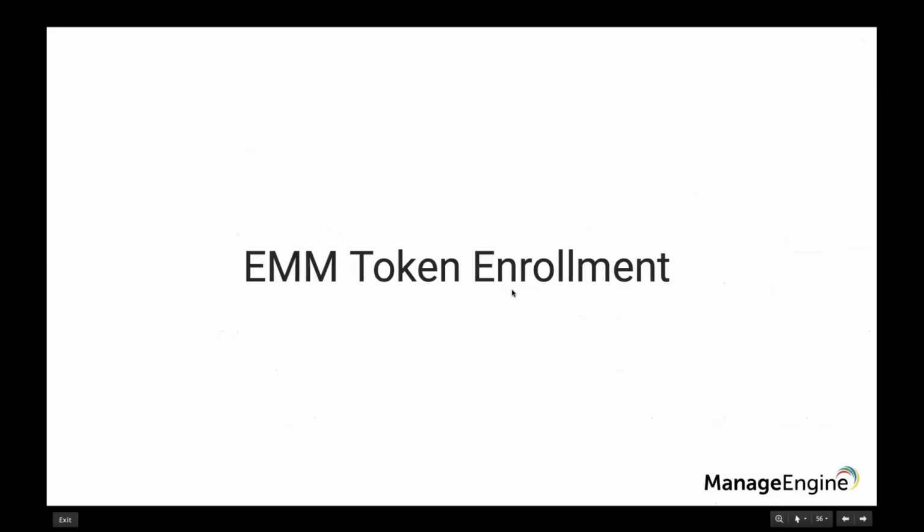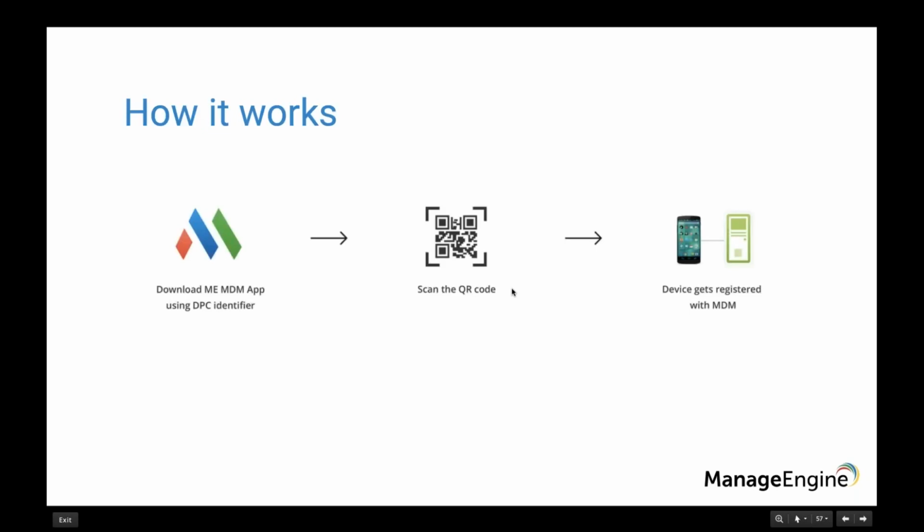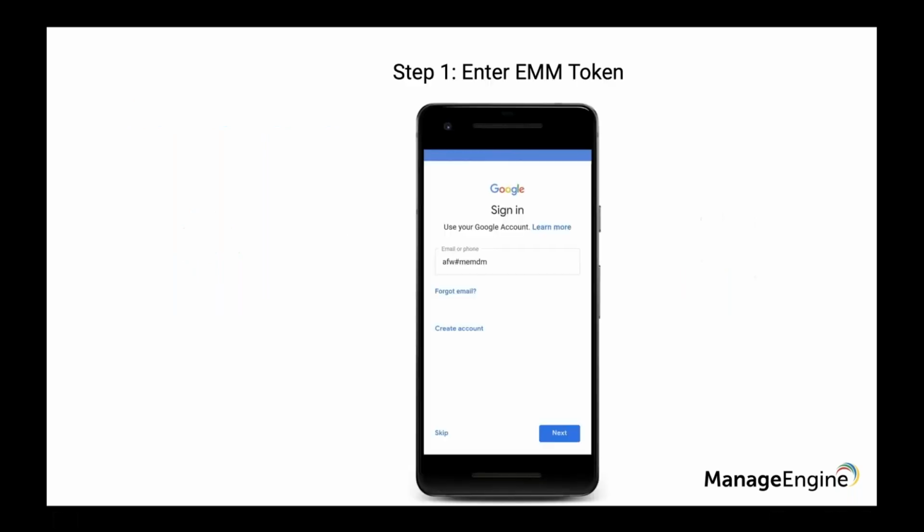Now, for our next topic, which would be EMM token enrollment. So this is focused, guys, on your Android devices. So how does it work? First, we would download our MDM application using a DPC identifier that was provided to us by Google themselves. So we would automatically install the application, and all you'd have to do is just point the device to a particular QR code that is present in your service. Once that is done, your devices would be registered with the MDM.